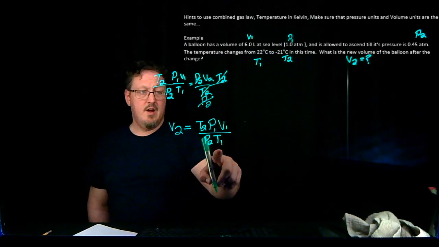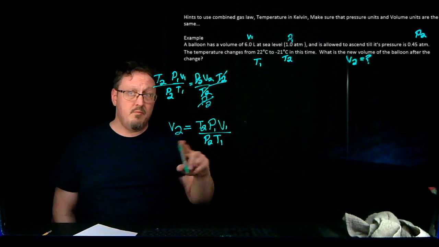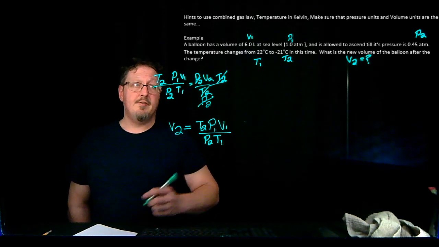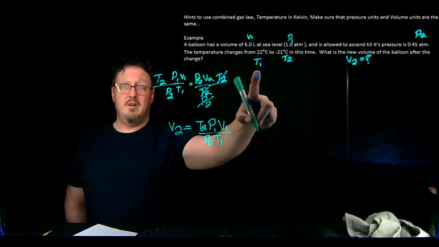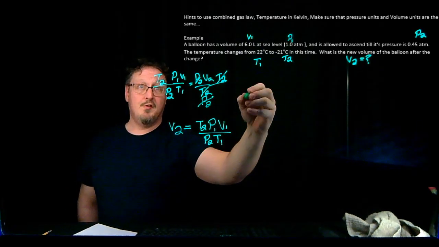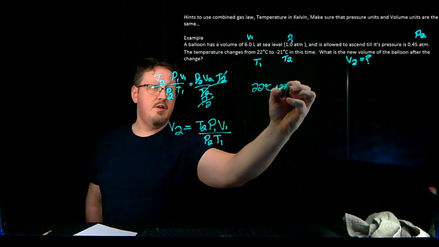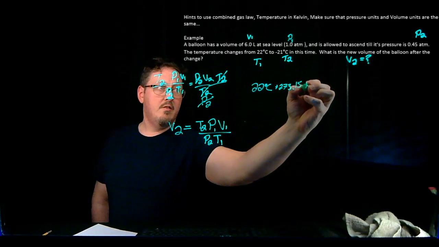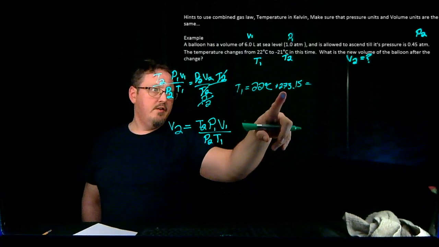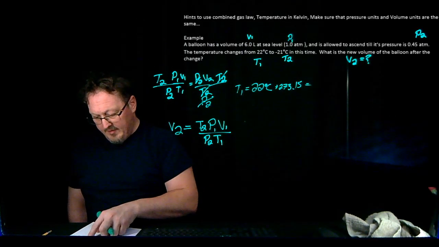So that's good. So now we can set that up. Before we actually use this equation, though, we want to make sure that we have everything in the right units. First thing I want to look at is my temperature. I didn't change temperature to Kelvin yet, so we have to do that first. So 22 degrees Celsius plus 273.15 K. This is my T1. So T1 is 295.15 K.